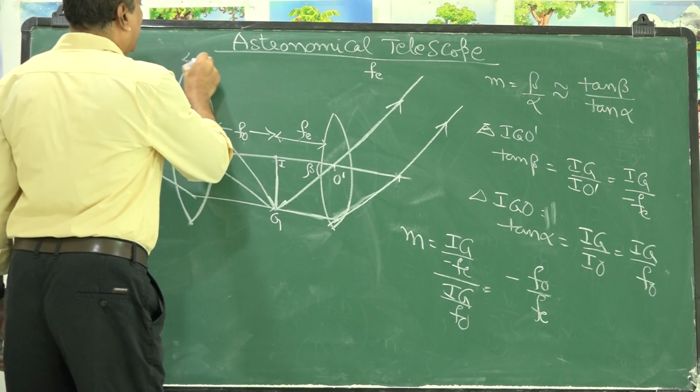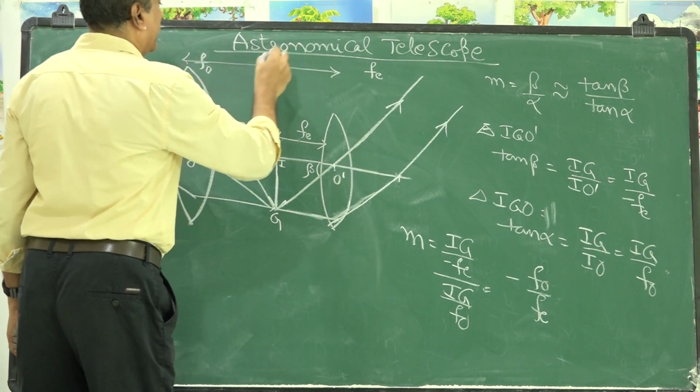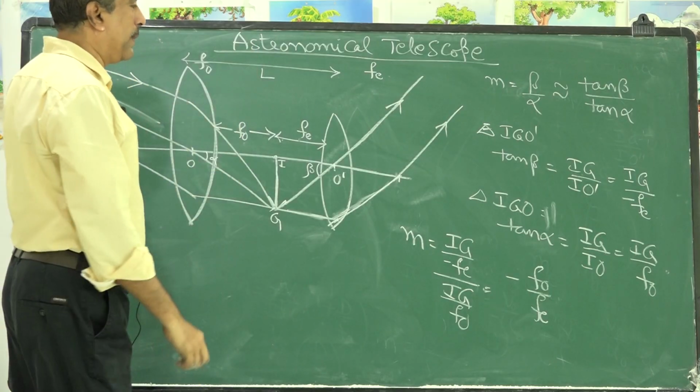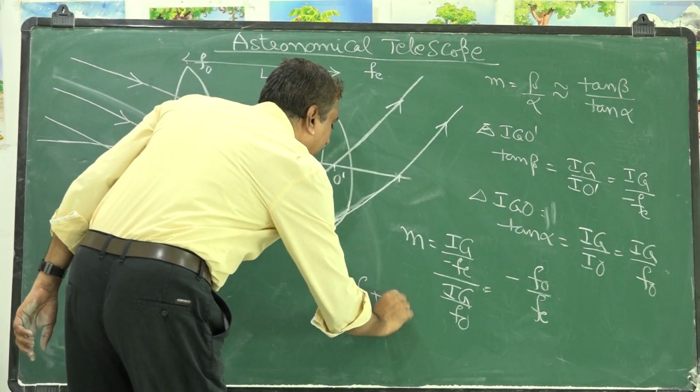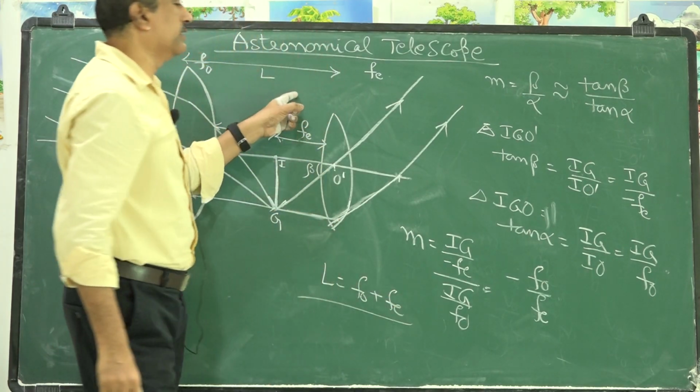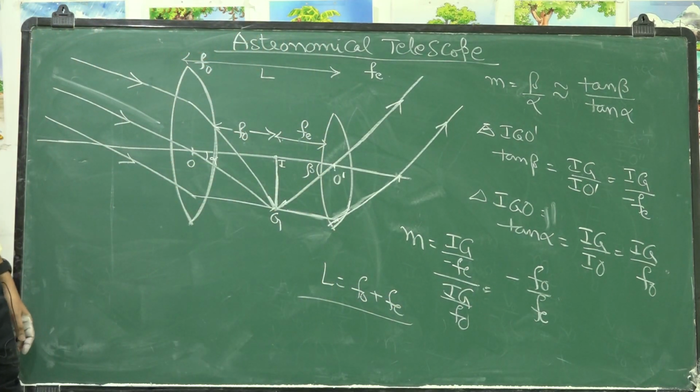If the distance between these two is L, then L is equal to f naught plus Fe in this case of astronomical telescope.